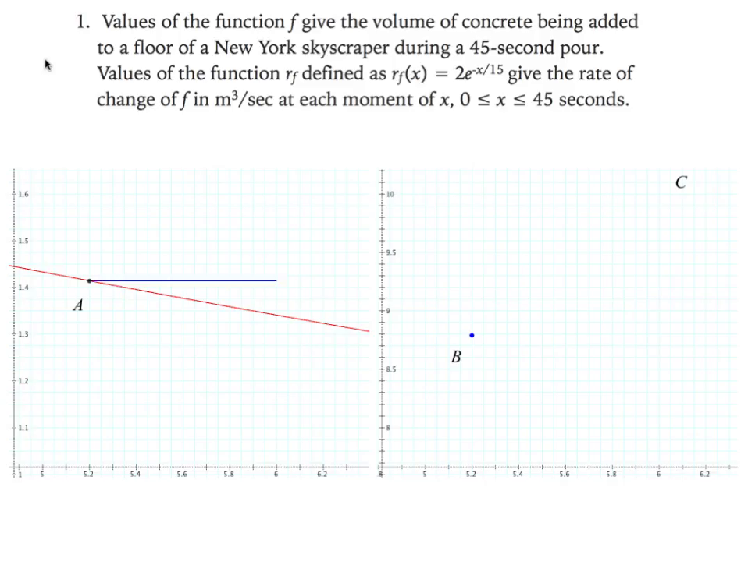Okay, so here's the animation explanation. Values of function f give the volume of concrete being added to the floor of a New York skyscraper during a 45-second pour. Values of the function r sub f, defined as this function, give the rate of change of f in meters cubed per second at each moment of x, 0 to 45. So this is highlighting the interval from 5.2 to 6 seconds.